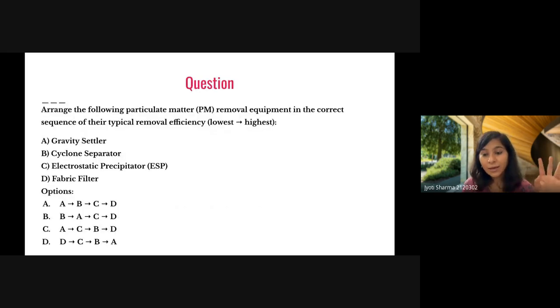Okay, so you have learnt about gravity settler, cyclone separator, ESP, and fabric filter. Now, the important question is you have to give me the sequence based on efficiency from lowest to highest. Which one has the lowest efficiency, which one has the highest, and which is moderate?